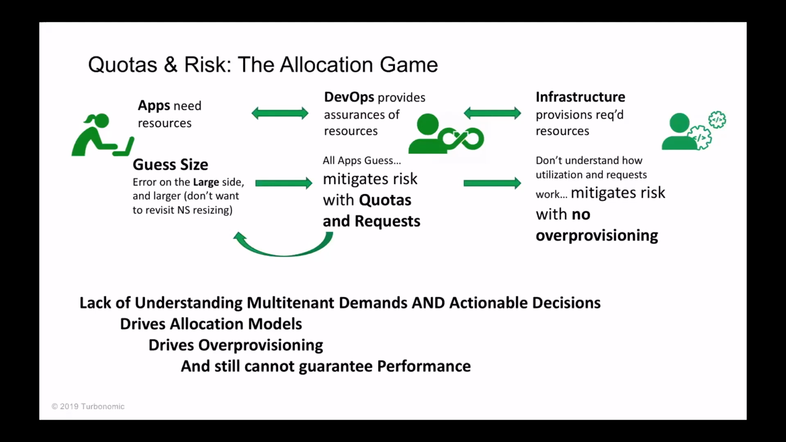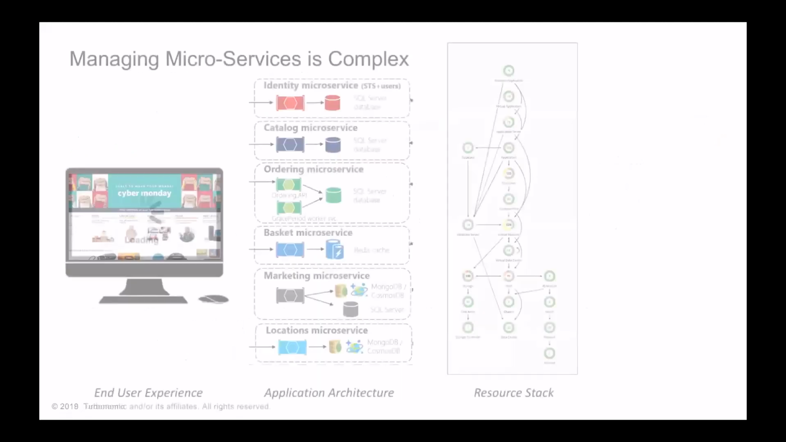And even though you try to mitigate this risk of assuring performance, the downside of the allocation game is you really don't understand each tenant's demands. You don't know how to act on fluctuating demand, except when a tenant tells you they need a bigger quota. So driving allocation models drives over provisioning, and you still can't guarantee performance.